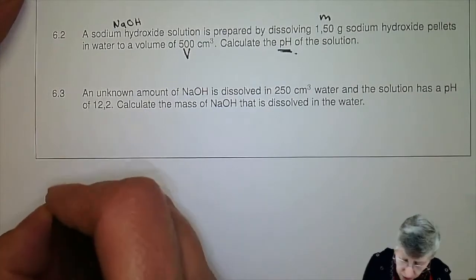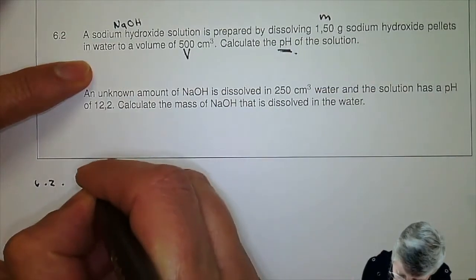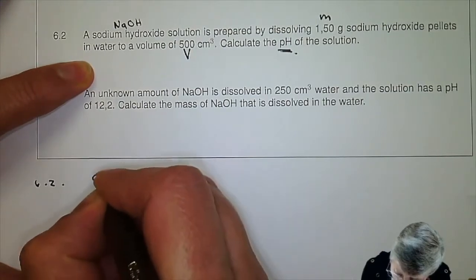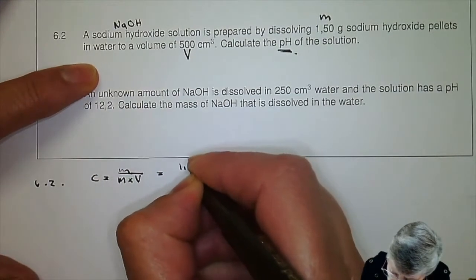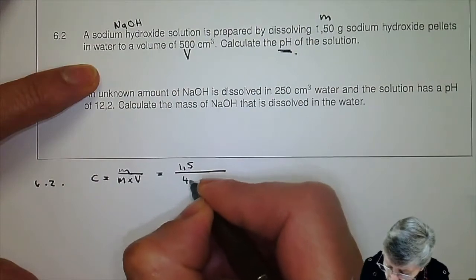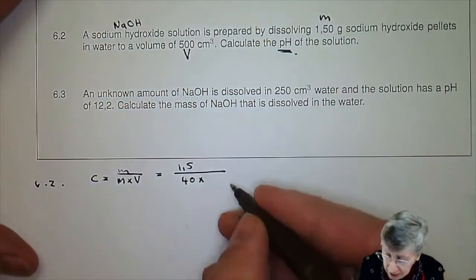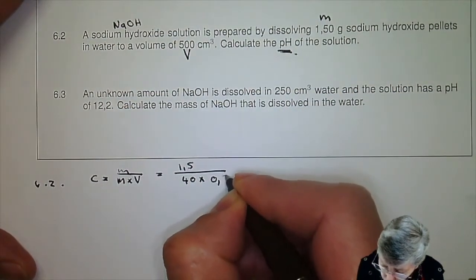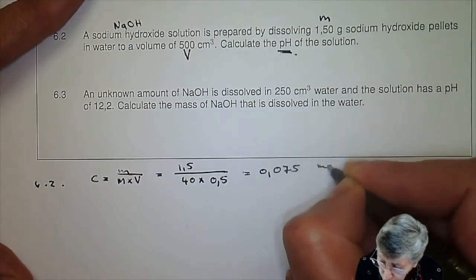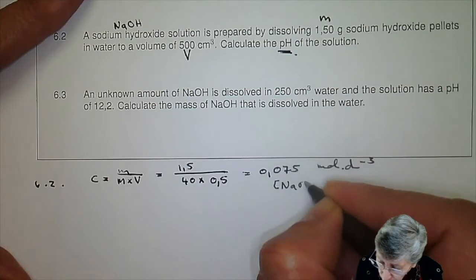We're starting off with that one, 6.2. First off, I want the concentration, right? So concentration is mass divided by molar mass times volume. On the information sheet, mass 1.5. Molar mass, we're working with sodium hydroxide, it's 40, and the catch, remember the volume, you must convert to cube decimeters. So that ends up being 0.5 down there. And that will give you 0.075 moles per cube decimeter. Right, that is the concentration of the NaOH.